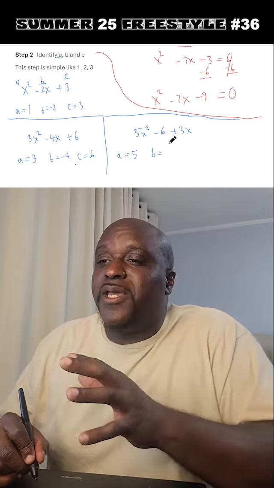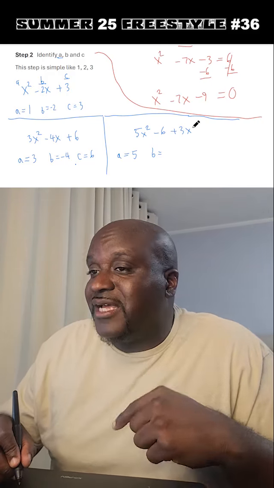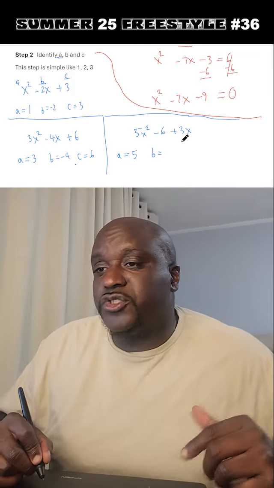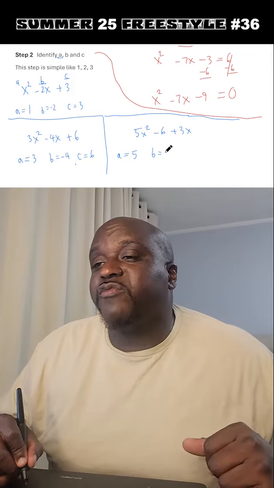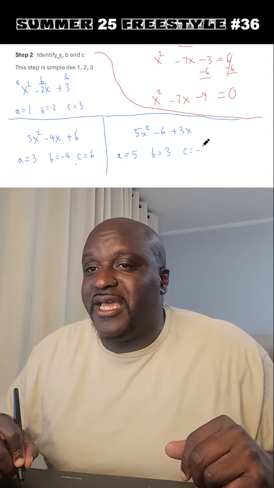It's kind of like the middle. That means they mixed it around. They put my x over here. When I find the letter to the first, I got no fear, because the coefficient of the letter to the first is always going to be B. So in this question right here, B is always going to be 3. C, the last part, equals -6.